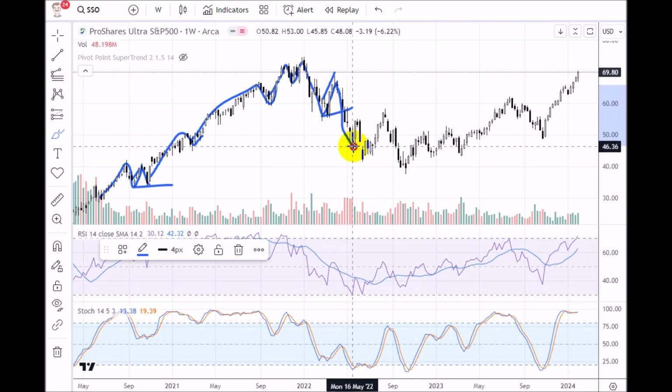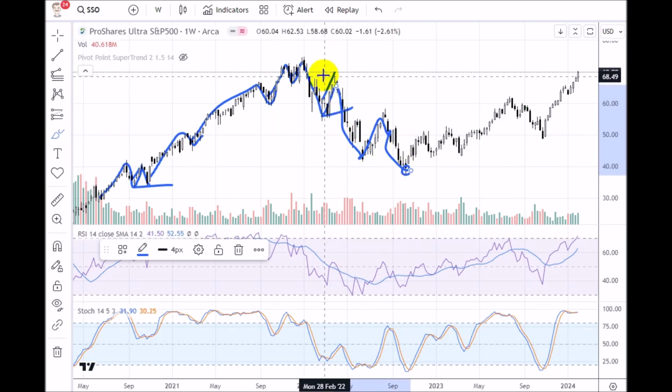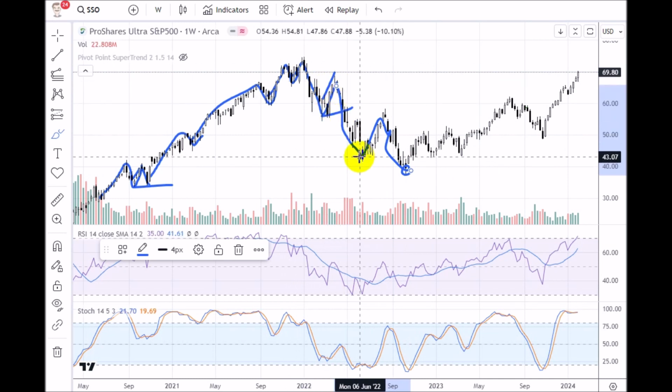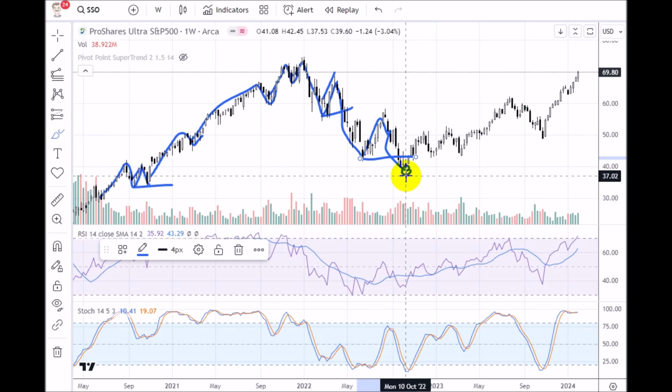breakdown, finding support, waffling around, move down to the ultimate low. So this is a perfect A, B, C, finding support across here, waffling around in this D area, and then moving to the ultimate low here.